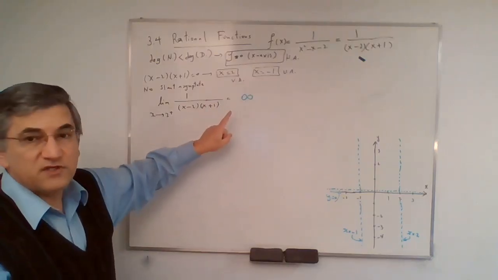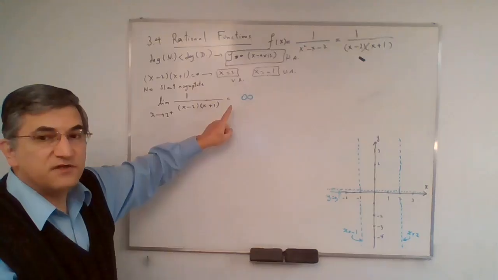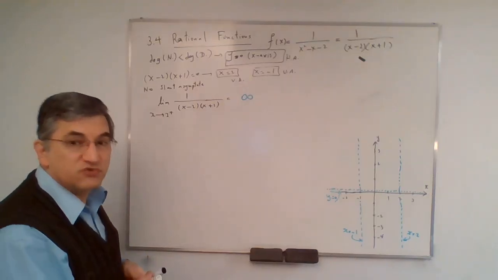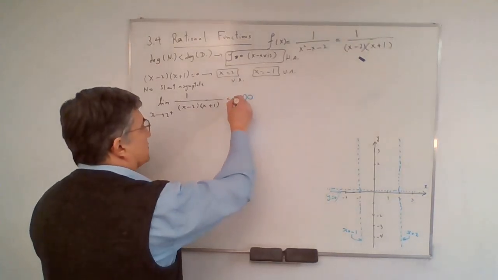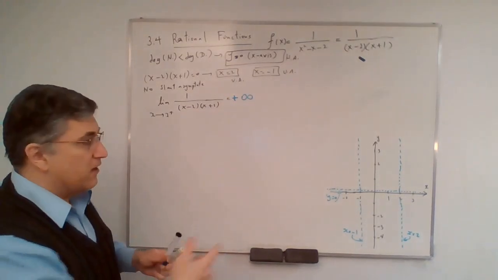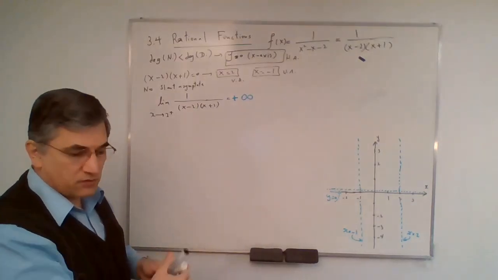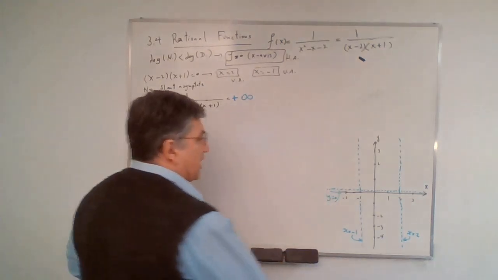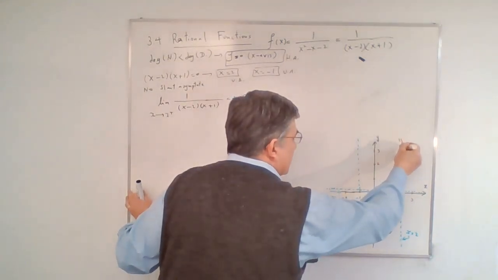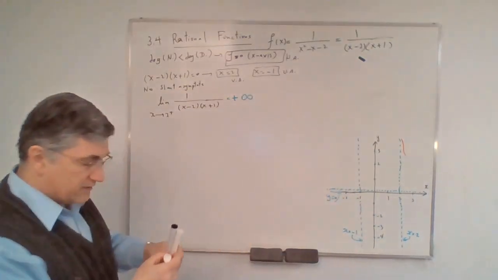But the sign of the infinity is what we care about here. And as I said, everything was positive here, so the sign is positive infinity, meaning that on the right-hand side of the vertical asymptote, we have our graph going towards positive infinity. So this is the behavior of the graph on the right-hand side.